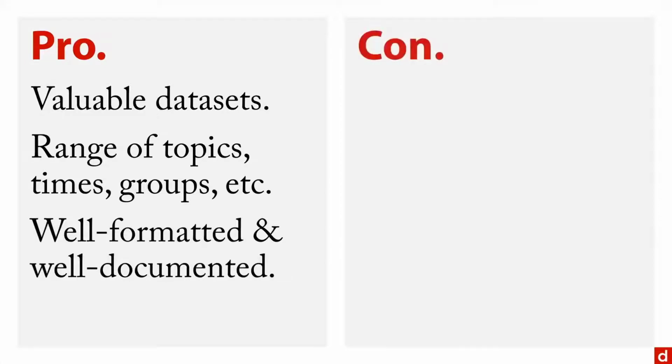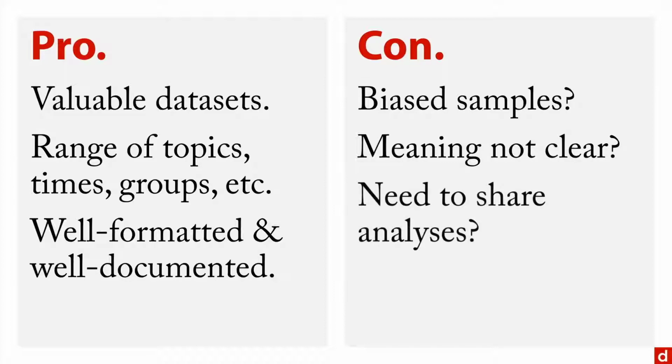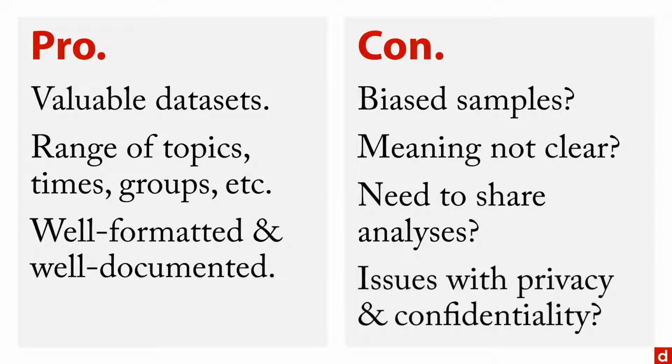There are, however, a few cons. Sometimes there's biased samples. Say, for instance, you only get people who have internet access, and that can mean not everybody. Sometimes the meaning of the data is not clear, or it may not mean exactly what you want it to. A potential problem is that sometimes you may need to share your analyses. And if you're doing proprietary research, well, it's going to have to be open research instead. And so that can create a crimp with some of your clients. And then finally, there are issues with privacy and confidentiality. And in public data, that usually means that the identifiers are not there, and you're going to have to work at a larger aggregate level of measurement.